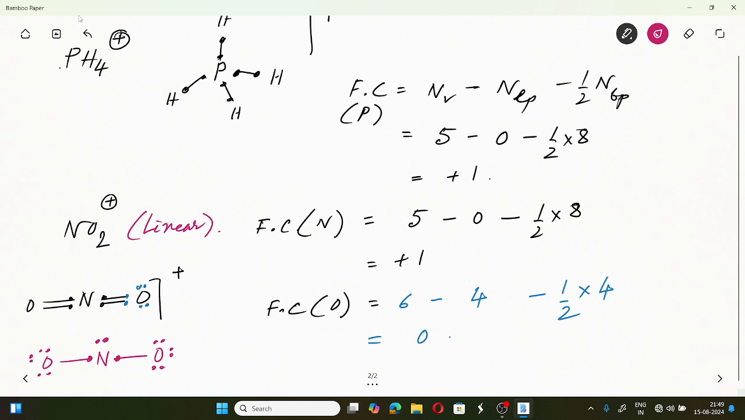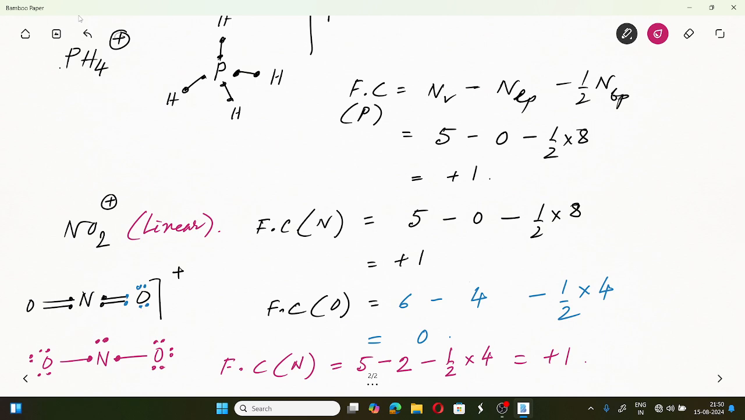So in this case, if we want to find out the formal charge over nitrogen, this is 5 minus number of lone pairs 2 minus half into number of bonded electrons, that is 4. Okay? So this is +1. So in this way also we can find out the formal charge over nitrogen without giving double bonds. But it's better to write down this structure because you know the structure by VSEPR theory.